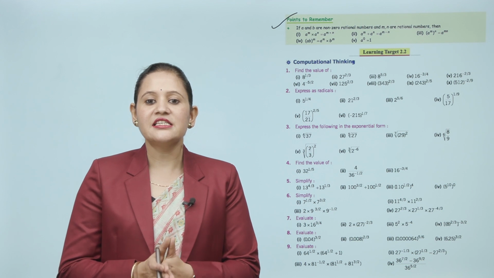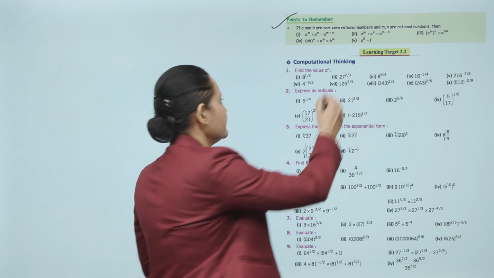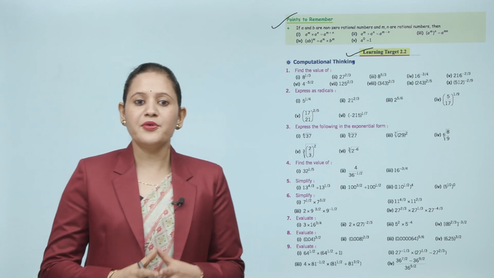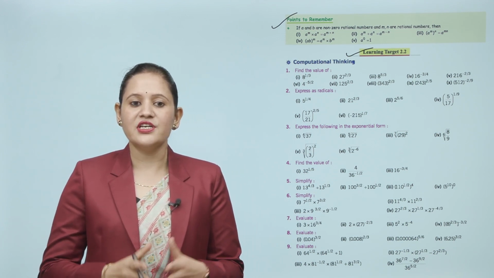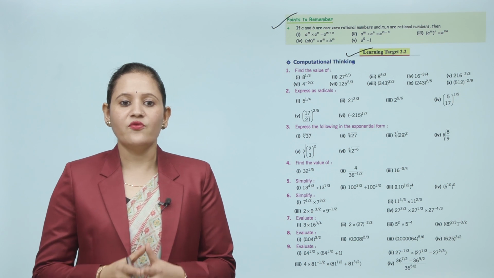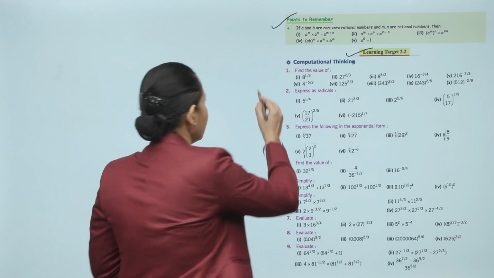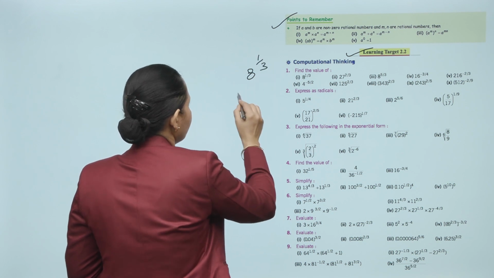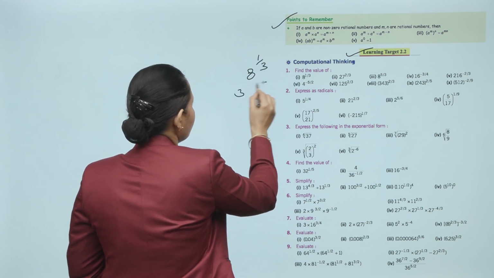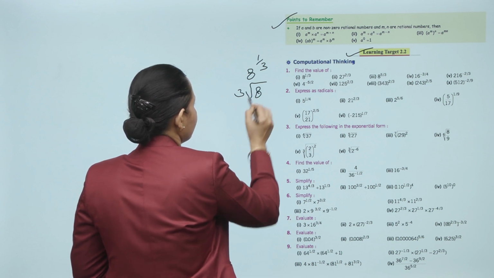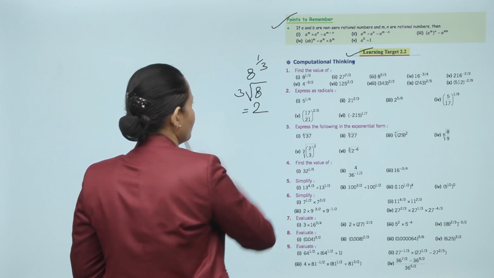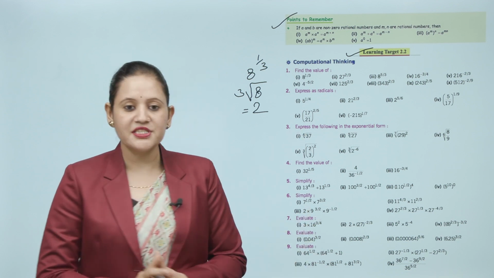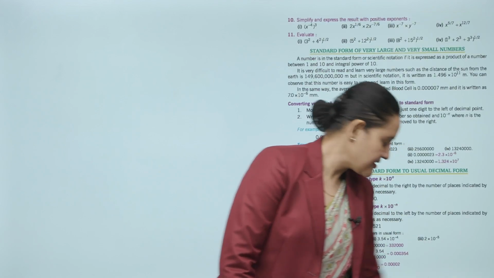Next is learning target 2.2. Computational thinking. Find the value of, first is 8 to power 1 upon 3. 8 की power 1 upon 3 है, so we'll write cube root of 8 that is equals to 2. Clear? So you have to do all the questions. We'll move to next topic.